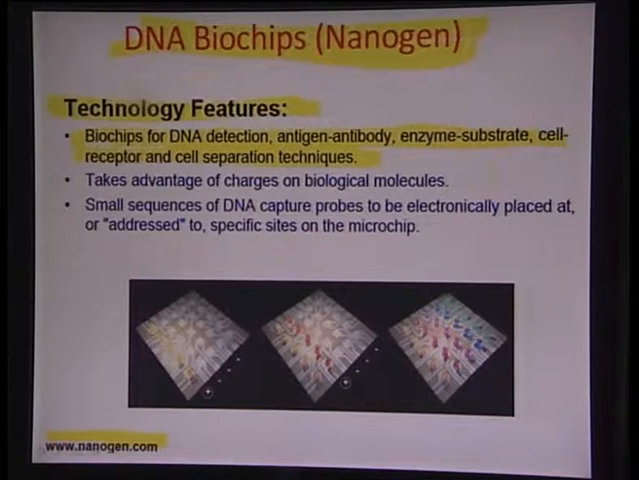It takes advantage of charges on the DNA or any other biological molecules, if you are detecting proteins or antibody, antigen, etc. Every time it uses the advantage that some of these molecules are charged, or have a huge charge at least in the backbone, and then small sequences of DNA capture probes are electronically placed or addressed to specific sites on the microchip, which can be used for grabbing more and more different target DNAs.